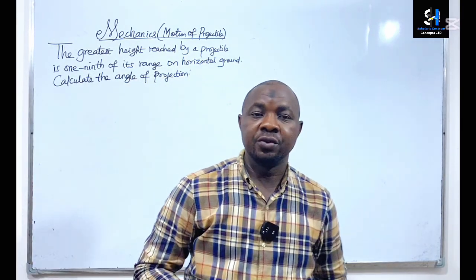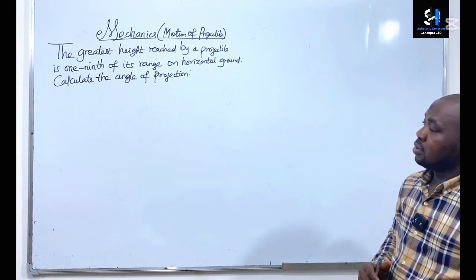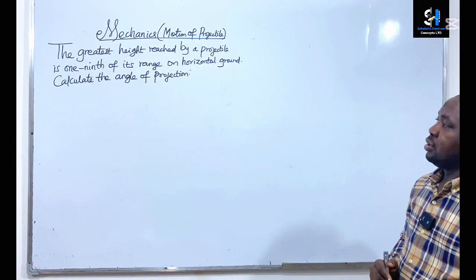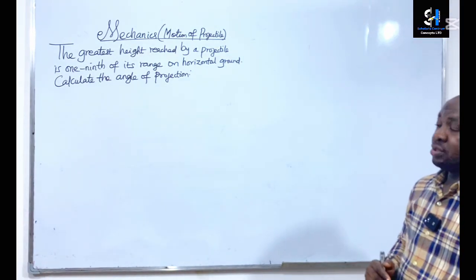Welcome to another video. The greatest height reached by a projectile is 1/8 of its range on horizontal ground. Calculate the angle of projection.